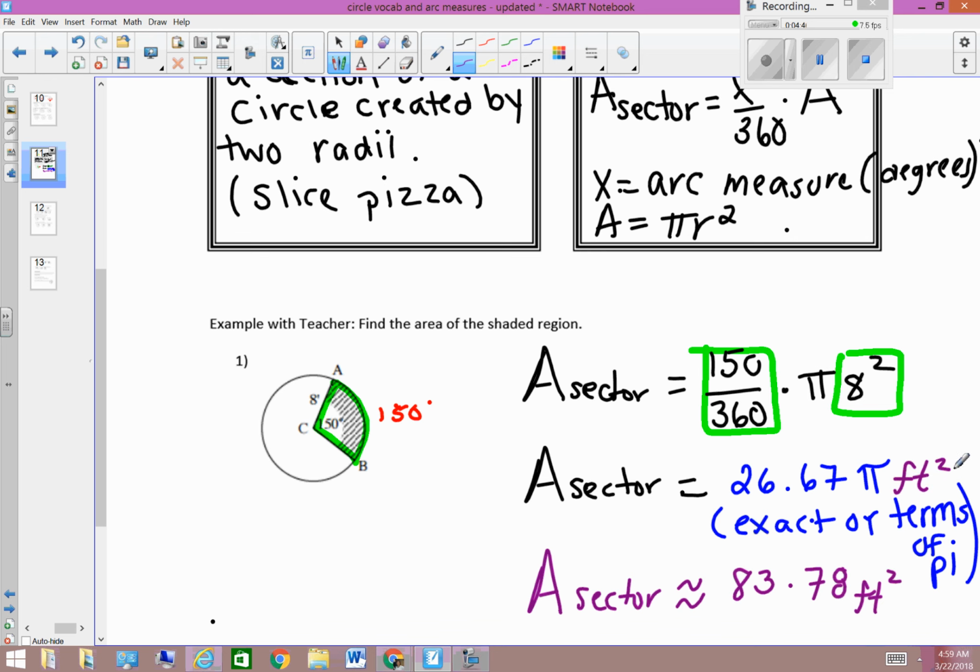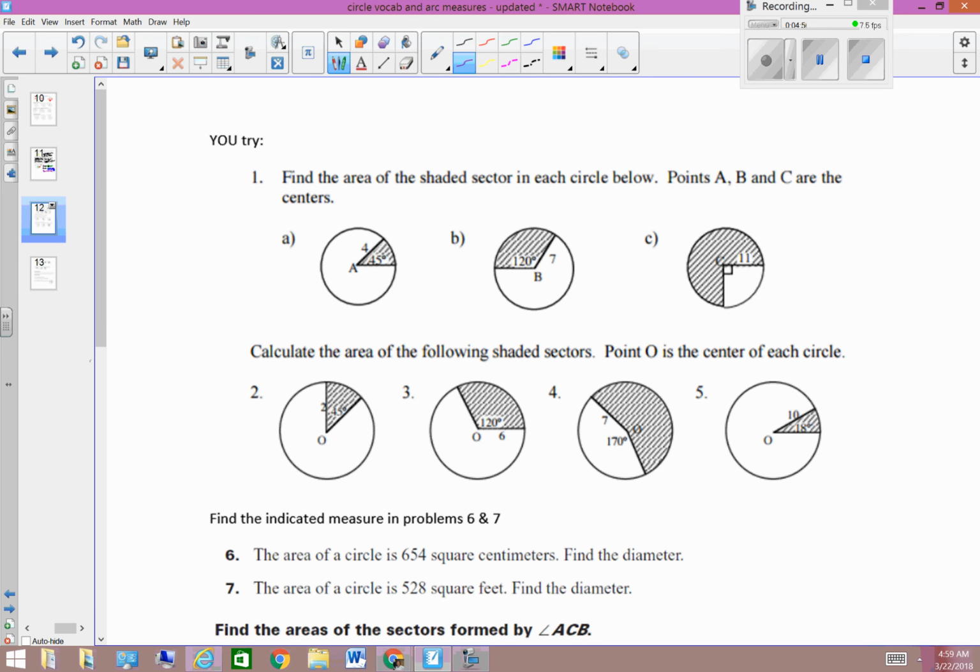And I should put feet squared here as well. Now remember, we're dealing with area. Area is in units squared. So that's just really it. When we're finding the area of a sector, we're just taking that fraction of the circle. Okay, let's move on to the next page.